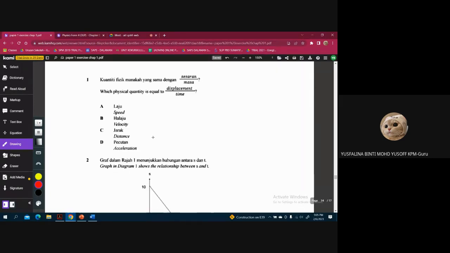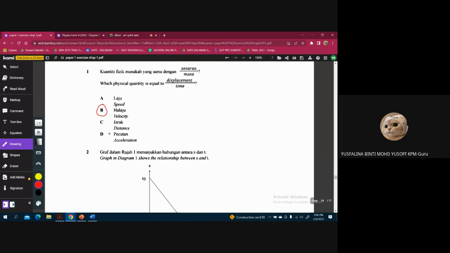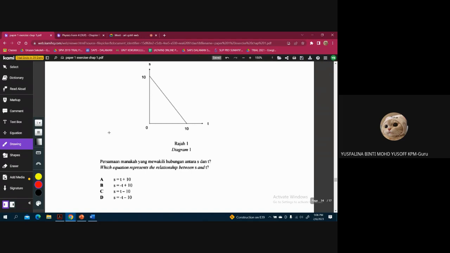This one is the formula: displacement divided by time, so velocity. Okay, this is like a maths question. You need to form the equation. So your y is s, okay, and your x is t, and your intercept of y is 10.